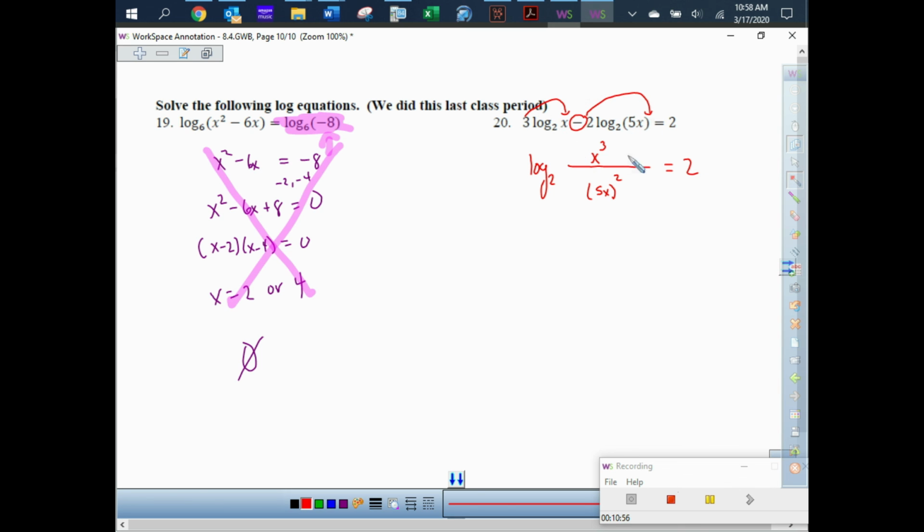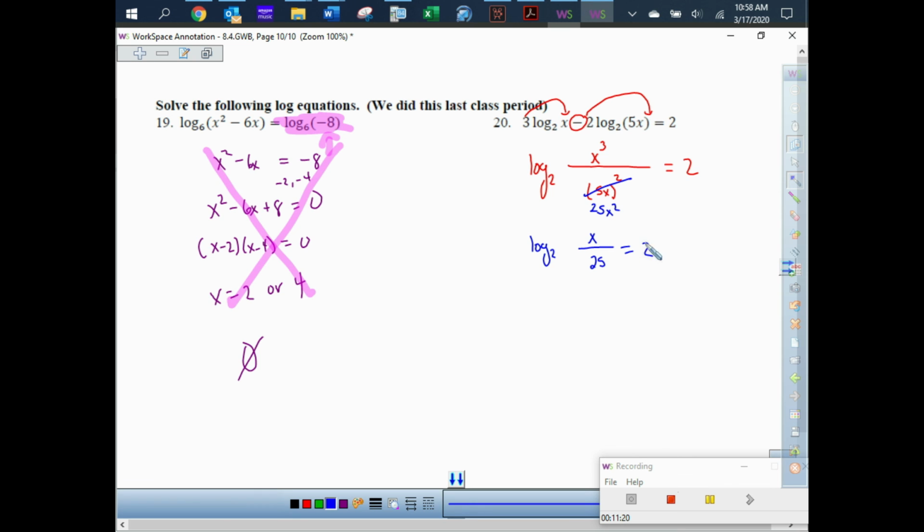So all I have done is condense this guy. Then I'm going to rewrite exponentially. So I'm actually going to clean up this argument first. So this is really 25x squared because the 5x needs to get squared. And I'm going to rewrite the whole thing as log base 2 of, since there's 3 x's upstairs and 2 downstairs, we can just call this x over 25. So the x cubed over the x squared simplified a little bit.